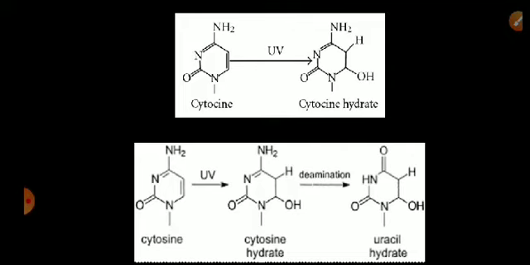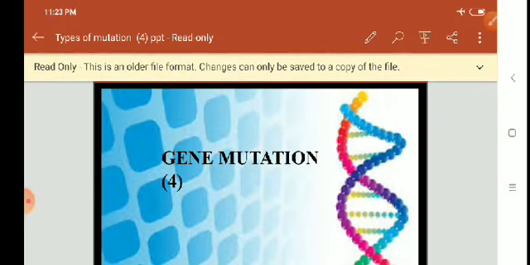This is how physical radiations cause damage to the DNA. If the damage is not repaired, it will lead to a mutation. So that's all about physical and chemical mutagens, and in the next class we will discuss the lac operon of E. coli.